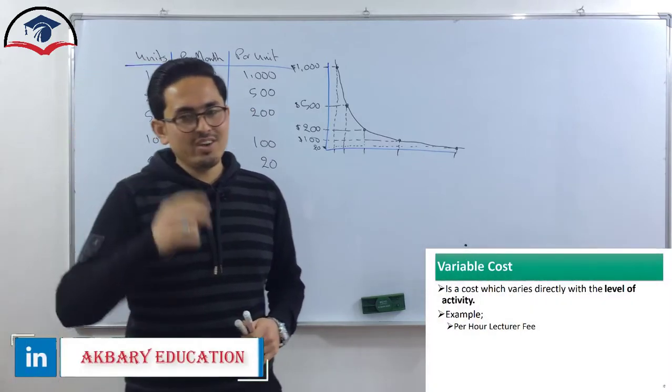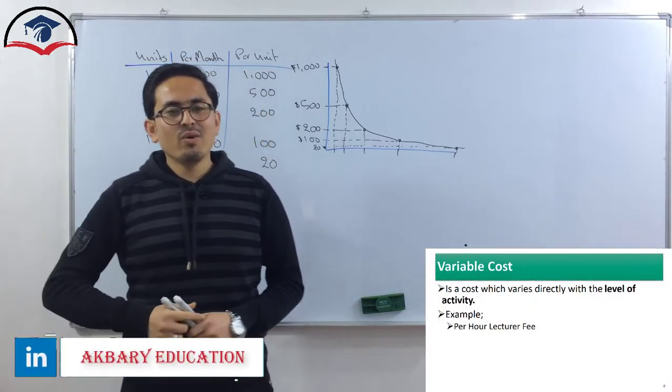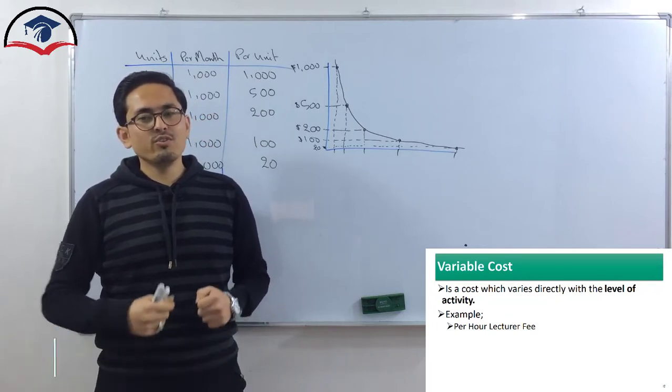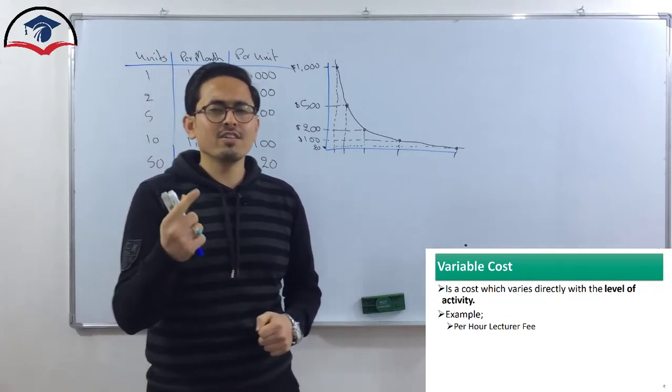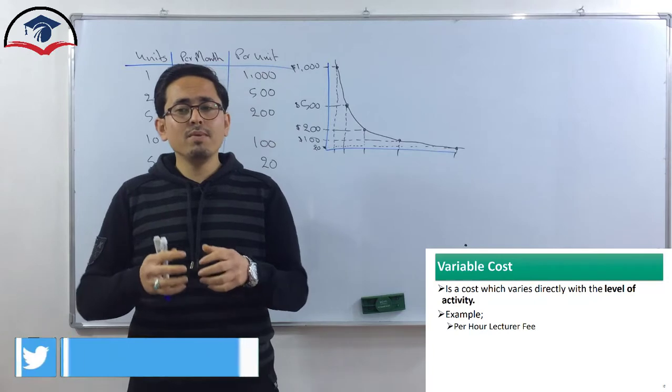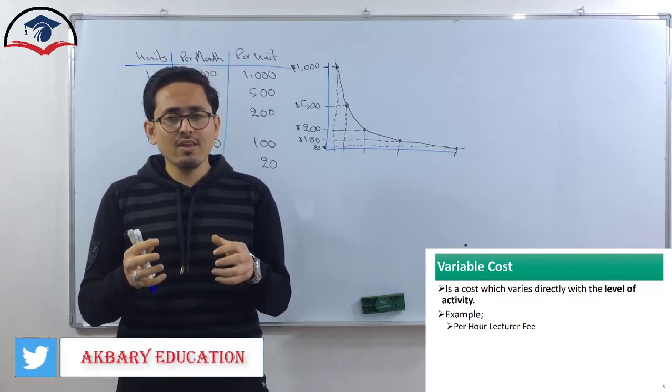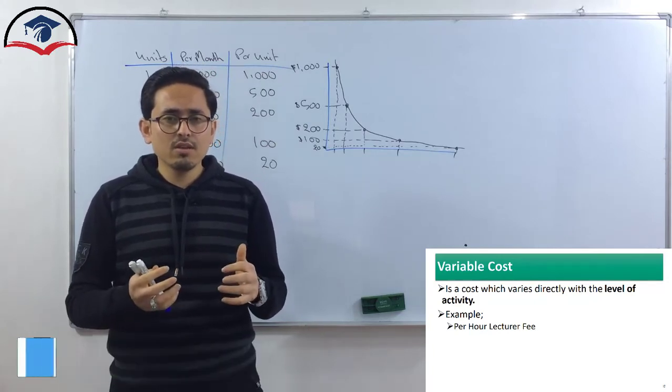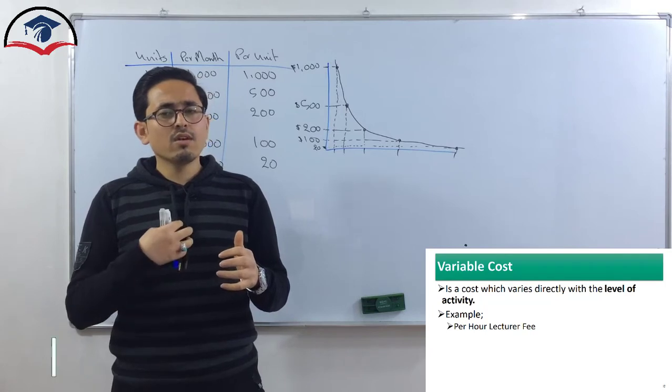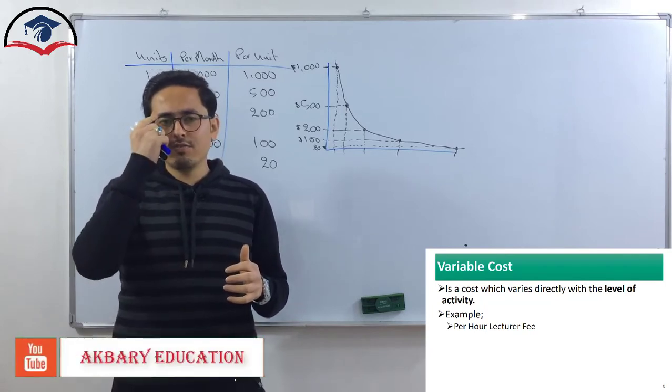Now, here is the variable cost. Variable cost is a cost which varies directly with the level of activity. It will be changing with the level of activity. What does it mean? Suppose a per hour lecture fee.